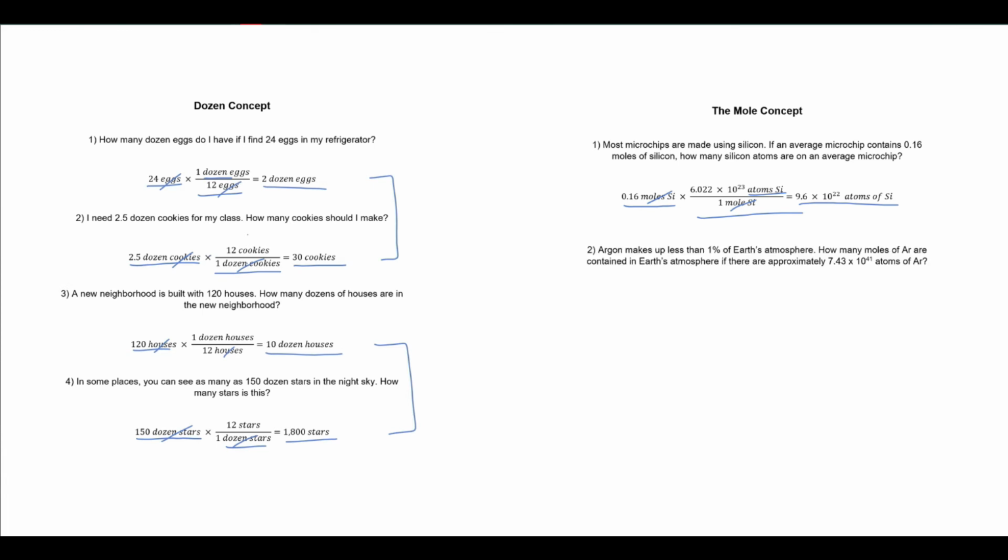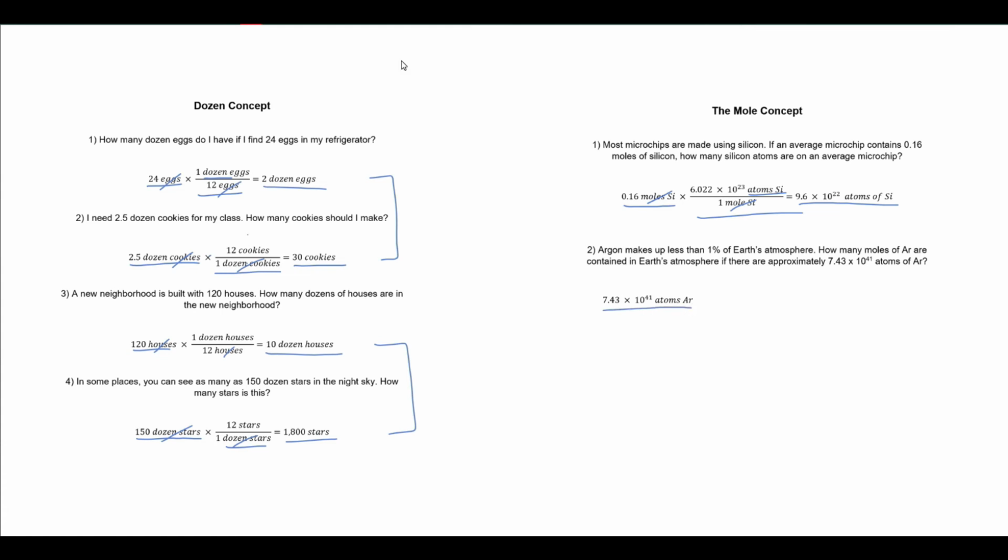It reads, argon makes up less than 1% of Earth's atmosphere. How many moles of argon are contained in Earth's atmosphere if there are approximately 7.43 times 10 to the 41st atoms of argon? Okay, first of all, I want to point out that saying that argon makes up less than 1% of Earth's atmosphere is just extra information for you. We are not actually going to do any math with that 1%. So what I am starting with is the 7.43 times 10 to the 41st atoms of argon.